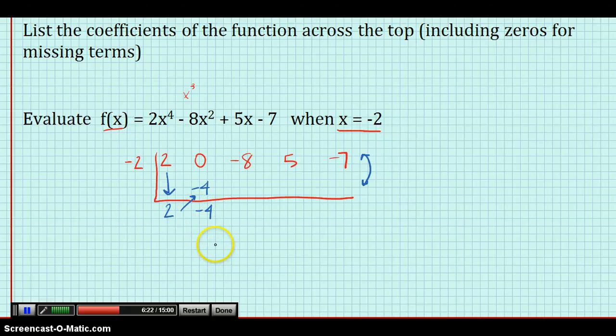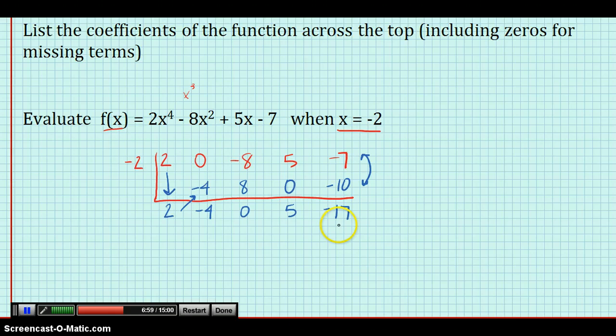And you just repeat that step over and over. So now you're going to take -4 times your x term, -2, which gives you a positive 8. Add these two, -8 plus 8 gives you 0. Then once again, 0 times -2 gives you 0. Write that term up there. 5 plus 0 is 5, so we have 5. Again, multiply that number times your x term, so 5 times -2 gives you -10. And then the last step, -7 plus -10 gives you -17.